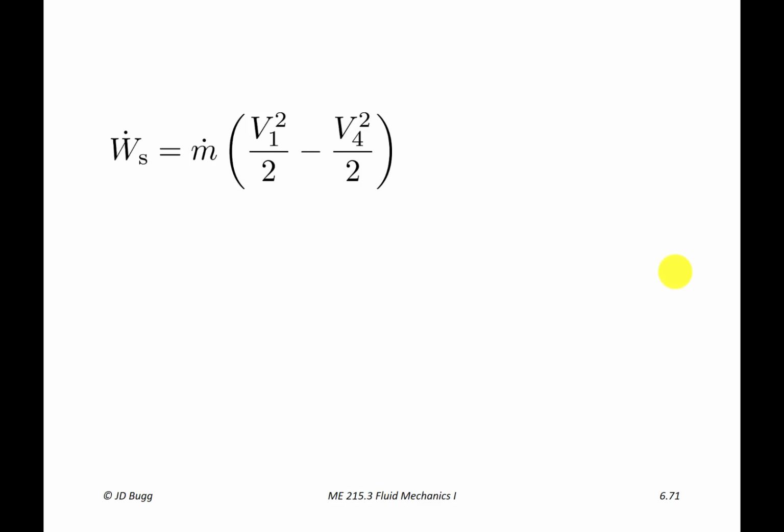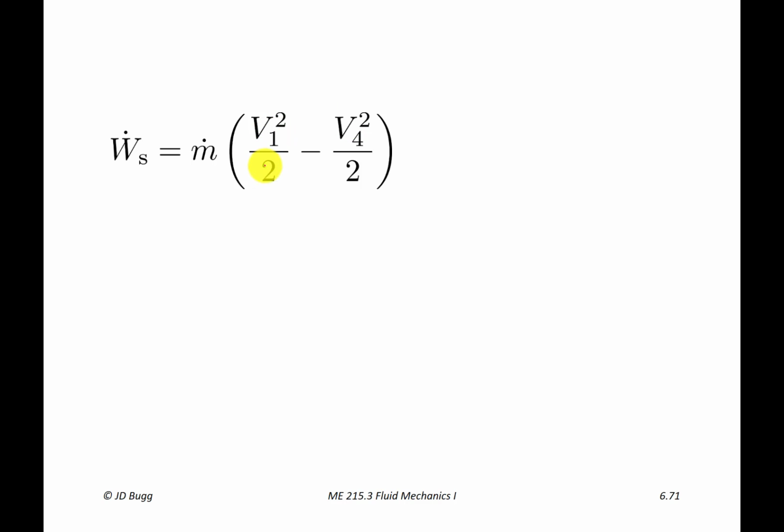Well, we can't use Bernoulli's equation there because we have a work transfer, so we would have to go back and use our more general conservation equation. But if we did that, this is what would result. We would have shaft work, because there's now a shaft penetrating our control volume, so we have shaft work being extracted, and we have kinetic energy entering and leaving our control volume. So that's what this equation amounts to.